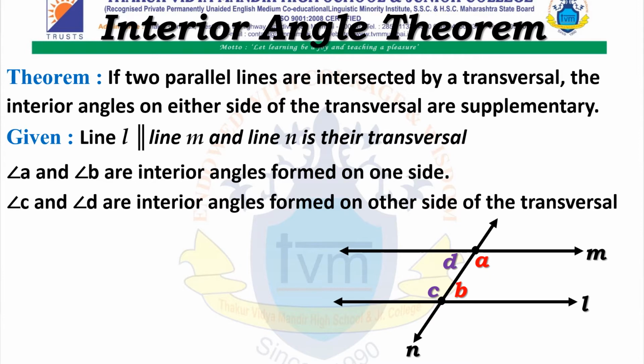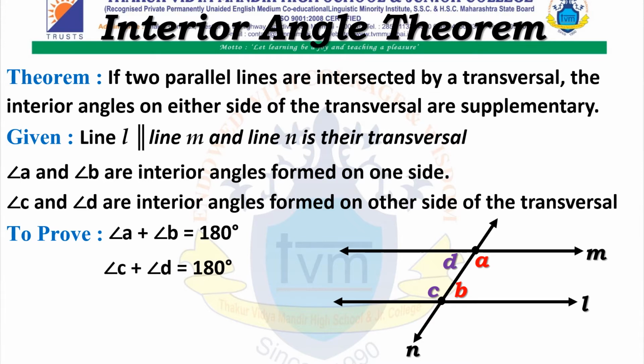That is the given. And what I have to prove, look at this figure: angle A plus angle B equals 180 degrees. Supplementary means the sum of two angles is 180 degrees. So here the first pair of interior angles is angle A and angle B, and I have to prove angle A plus angle B is 180. I also have to prove that the second pair of interior angles is supplementary, that is angle C plus angle D equals 180 degrees.